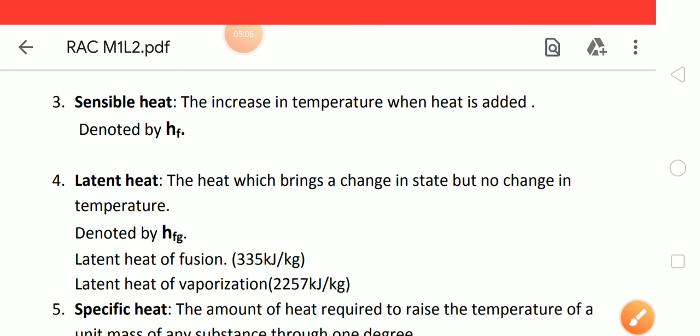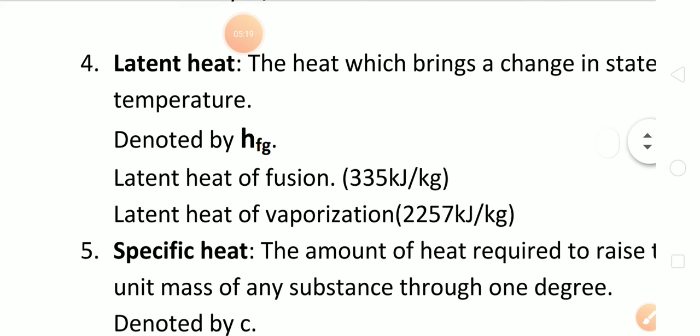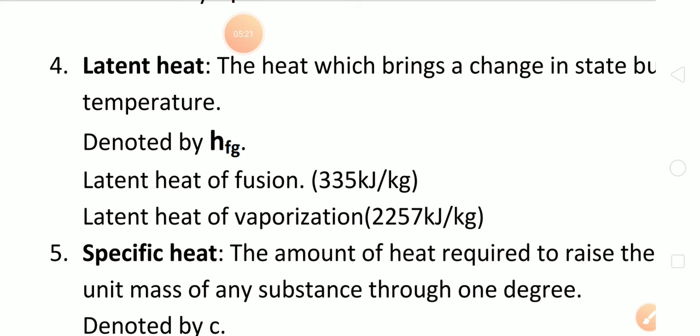So that amount of temperature can't be measured by a thermometer. So that is called latent heat. Actually, there are two types of latent heat. The first one is latent heat of fusion, and the second one is latent heat of vaporization. First of all, I will explain what latent heat of fusion is.